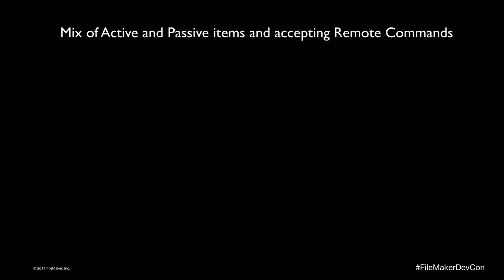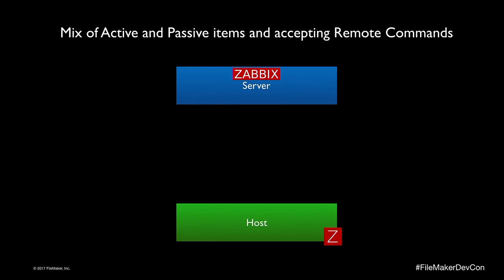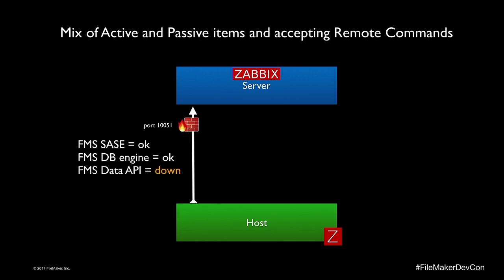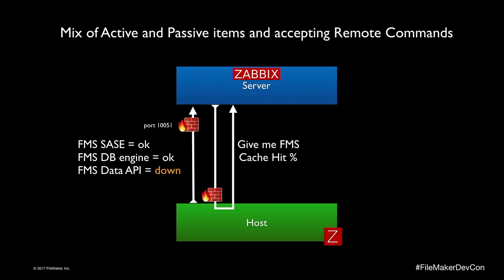Having said that, in real life, and for the best use of the Zabbix agent and FileMaker Server functionality, you'll have something like that, right? Where you have some items set up to work in active mode, meaning the agent will collect the data and send it up to the server. You'll have some where the item is set up to work in passive mode, so the agent is waiting for the server to tell it to collect something.